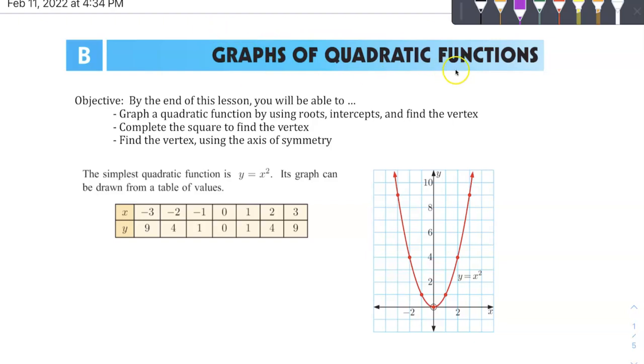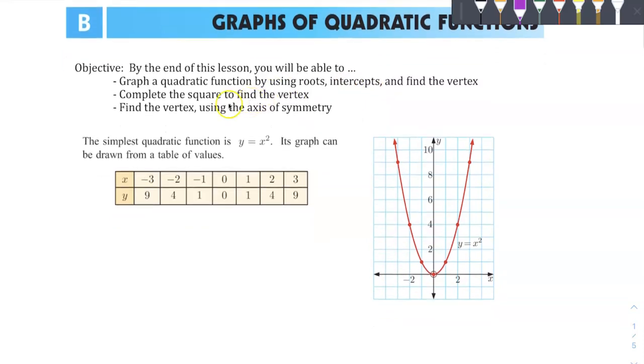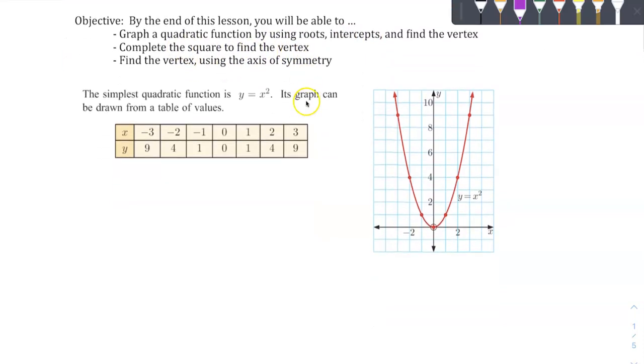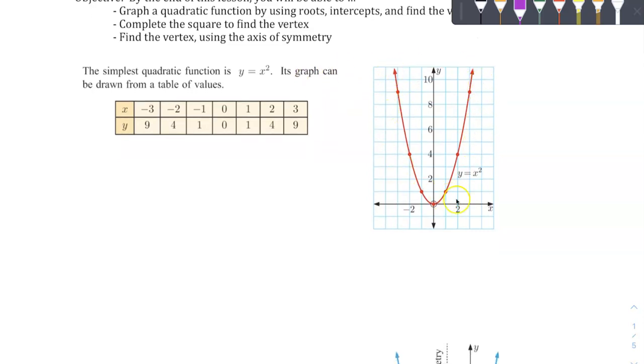Graph the quadratic functions. Objective: by the end of this lesson, you'll be able to graph a quadratic function by using its roots, intercepts, and finding the vertex. Complete the square to find the vertex, and find the vertex using the axis of symmetry. So this is a quadratic function, also known as a parabola.